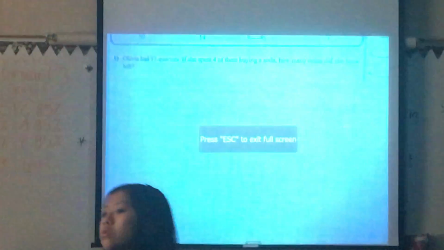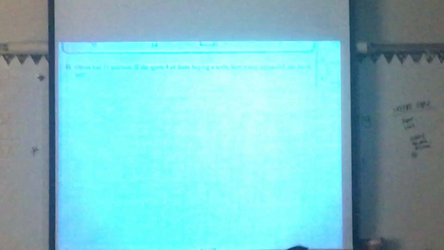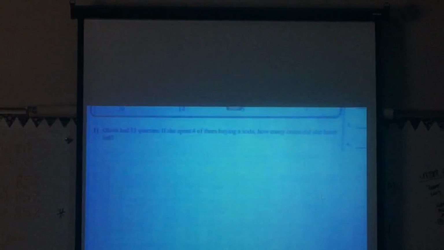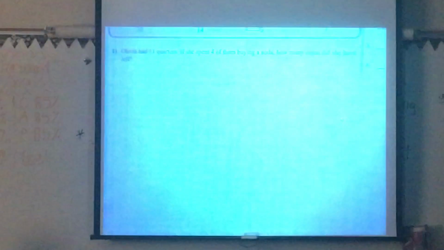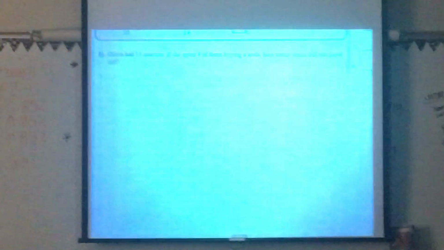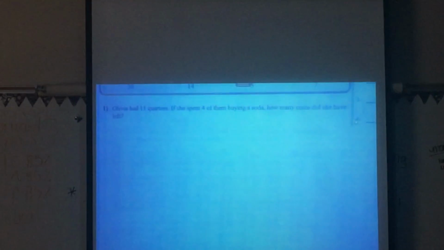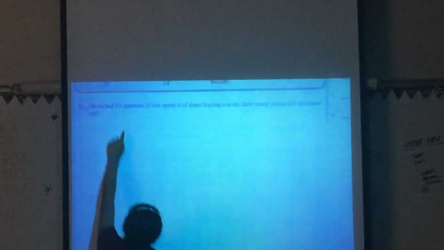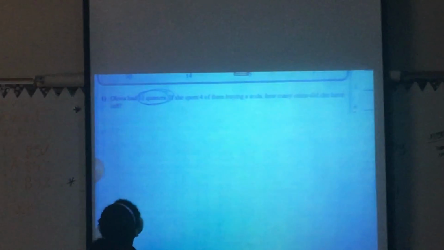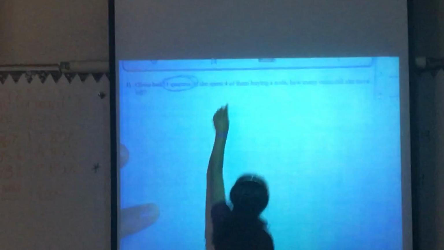Okay. So Olivia had 11 quarters. If she spent 4 of them buying a soda, how many coins did she have left? So let's go ahead and talk about what we notice here. What do we notice in our word problem? Zanaya, go ahead. Yes. I noticed that Olivia had 11 quarters, okay? And that she spent 4 of them. She spent 4, okay? So 4.